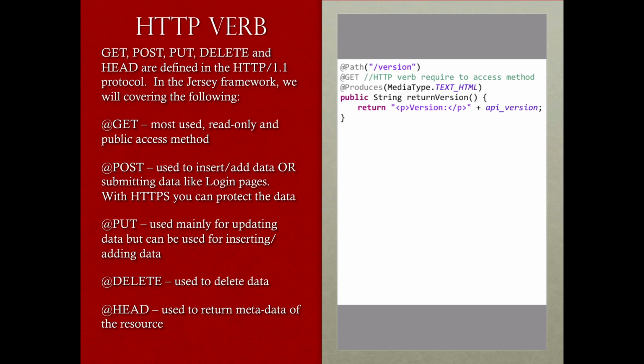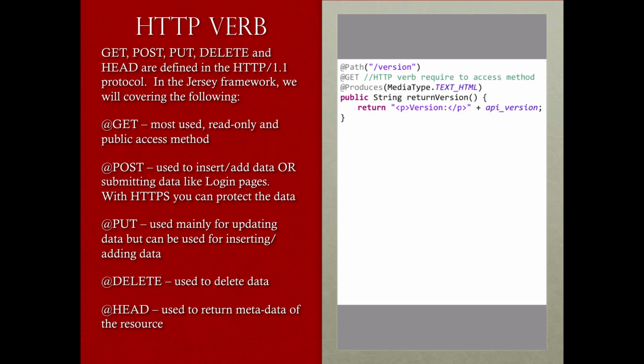The POST annotation should be used for inserting or submitting data. An example of submitting data would be a login page in which you have to submit the username and password. The PUT annotation is mainly used to update existing data, but it can also be used to insert data. We will go more into this in detail when we get into a coding example. The DELETE annotation is used to delete or remove data.